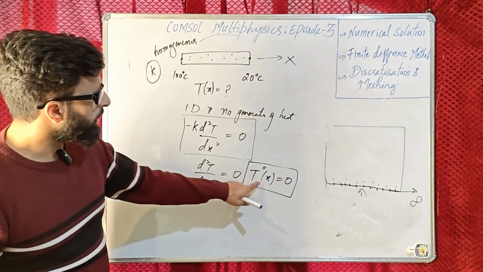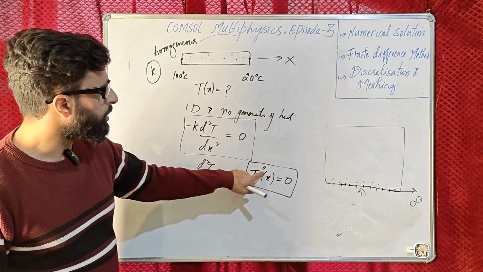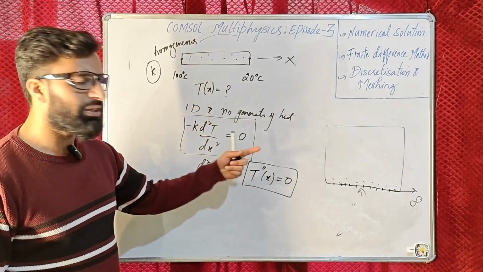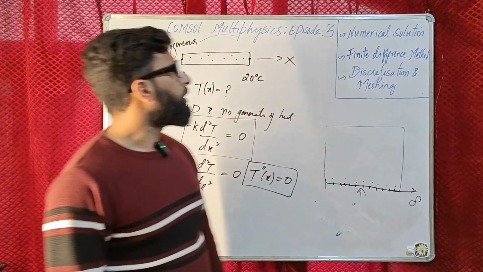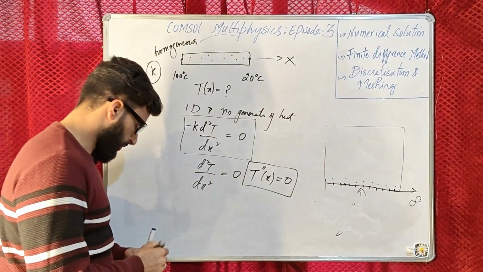So this will give us the temperature distribution, but this is a differential form. We have to derive the T of x from this T double dash of x. Now how do we do that? I will show the finite difference method, how it is done.